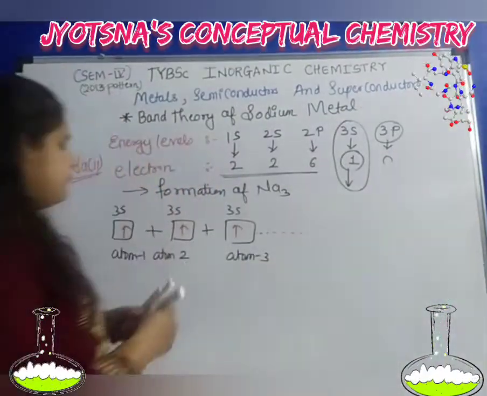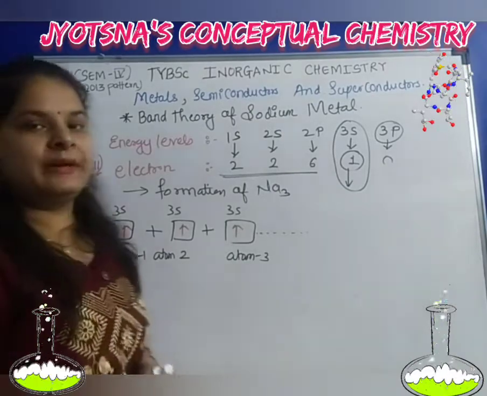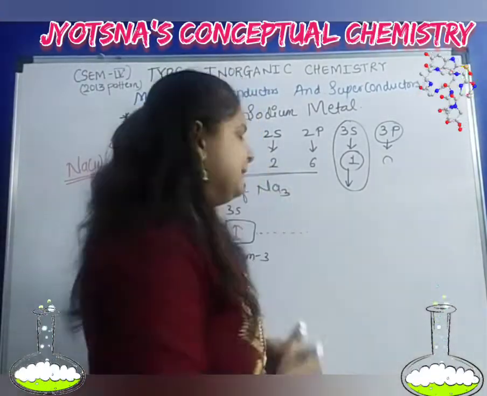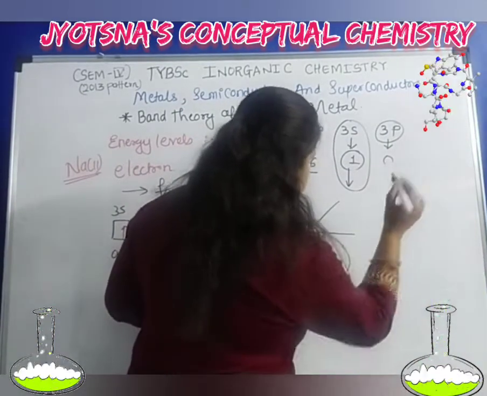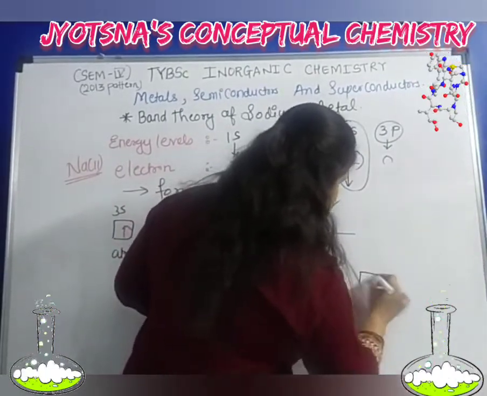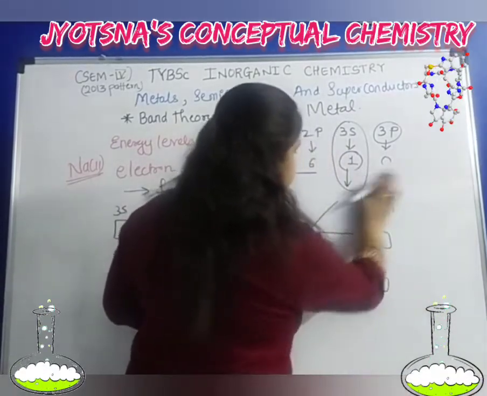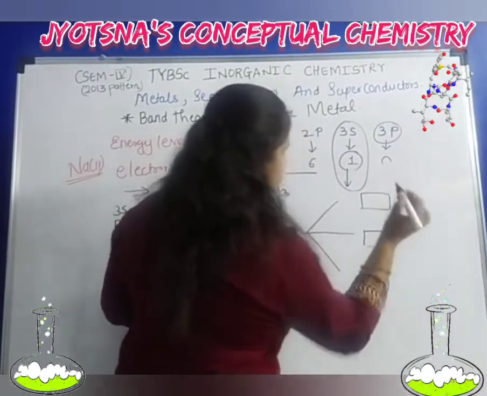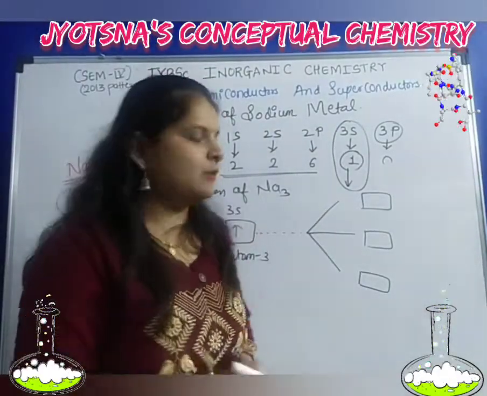So see, it is having how many atoms? 1, 2, 3. So it will also have 3 orbitals. Okay, so which type of orbitals are there? Can you tell me?